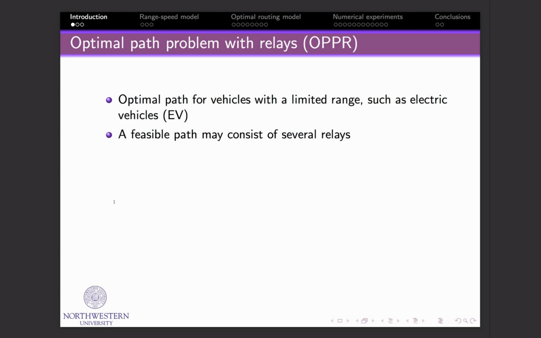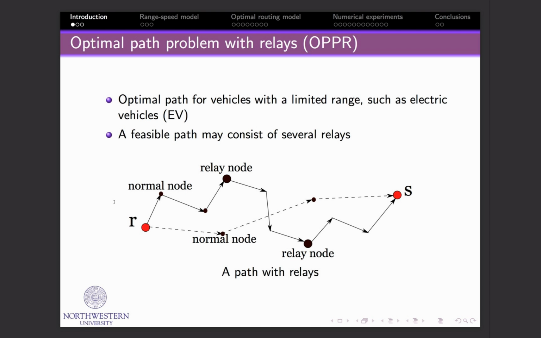And here is an illustration. In this small example, the node R is the origin and the node S is the destination. There are some normal nodes in this small network, and also some relay nodes. You can think of relay nodes as charging stations for electric vehicles. For traditional gasoline vehicles, the vehicles can go directly from the origin through some normal nodes and then go to the destination.